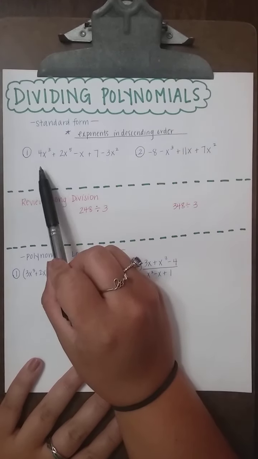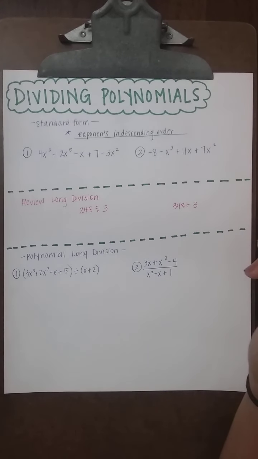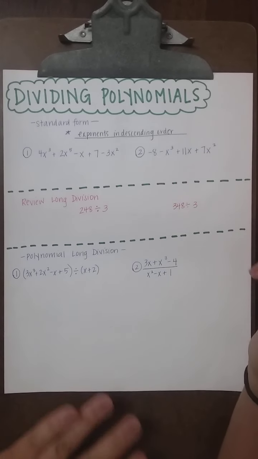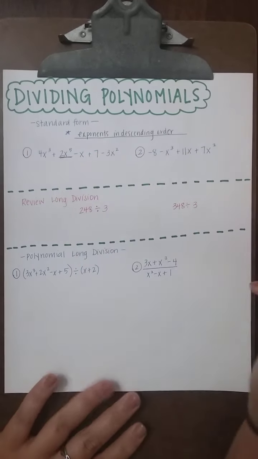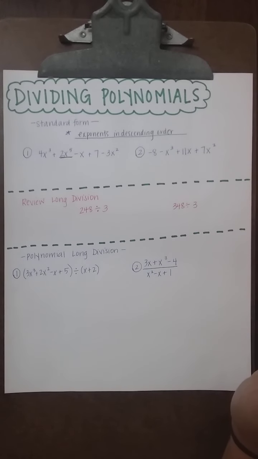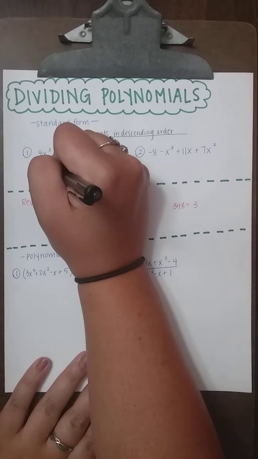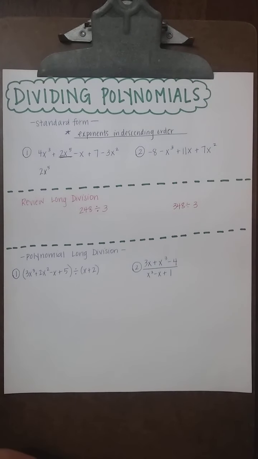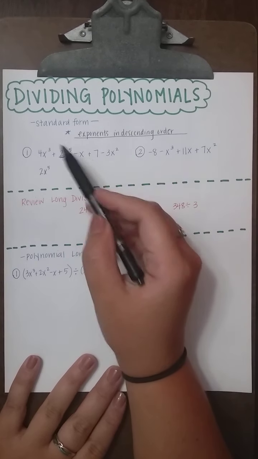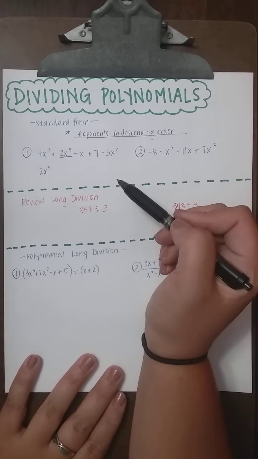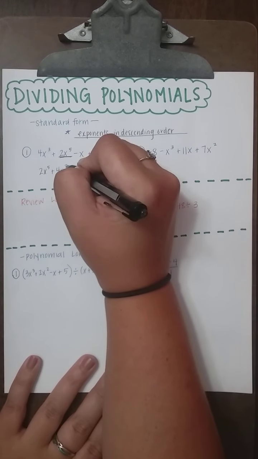For the first example, we've got 4x cubed plus 2x to the fifth minus x plus 7 minus 3x squared. Look for the biggest exponent. In this case, our biggest exponent is the 5, so that 2x to the fifth has to come first when I'm writing this in standard form. Then, leaving the 5, look for the next highest number, which is the 3. So my next term is a positive 4x cubed.